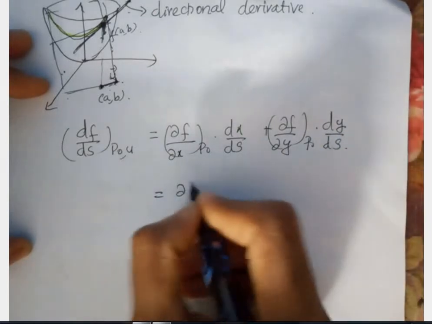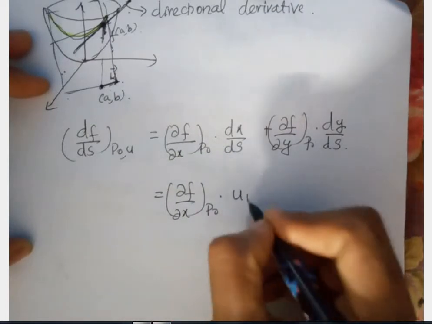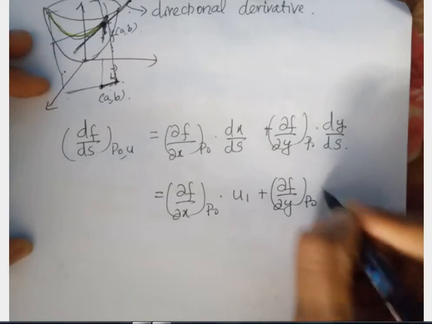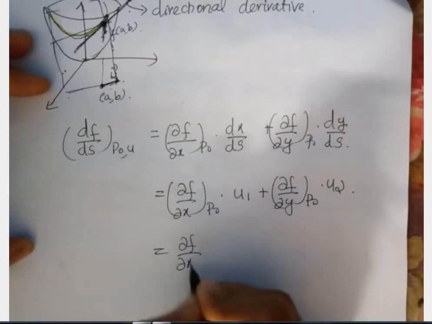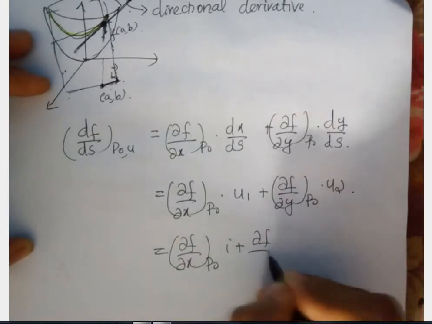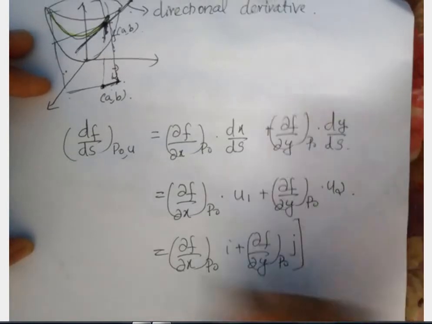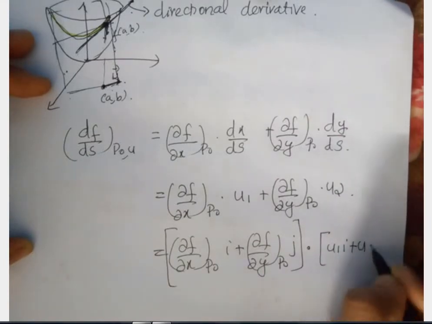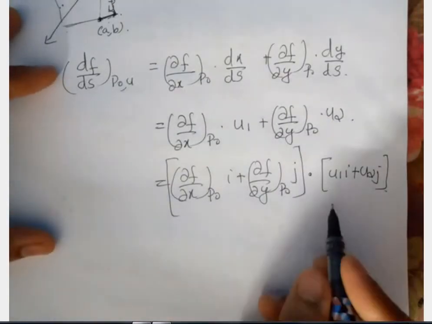This is equal to ∂f/∂x at the point P naught times u1 plus ∂f/∂y at the point P naught times u2. This is equal to ∂f/∂x at the point P naught times i plus ∂f/∂y at the point P naught times j, dot u1 i plus u2 j. Okay, this is a definition.